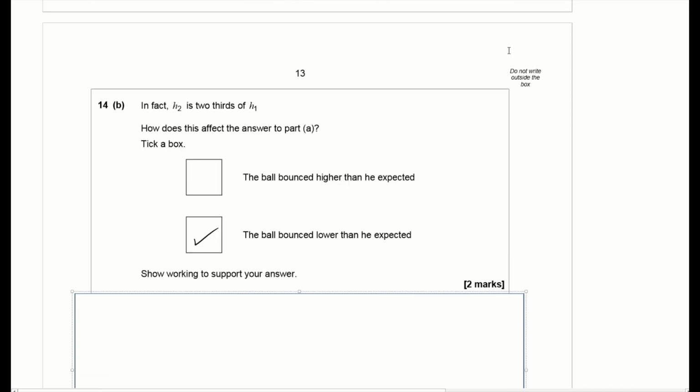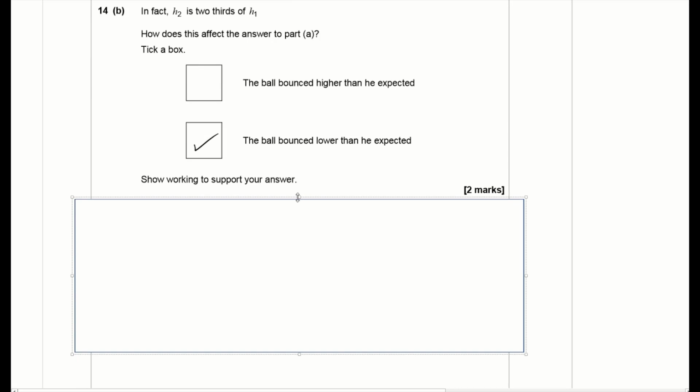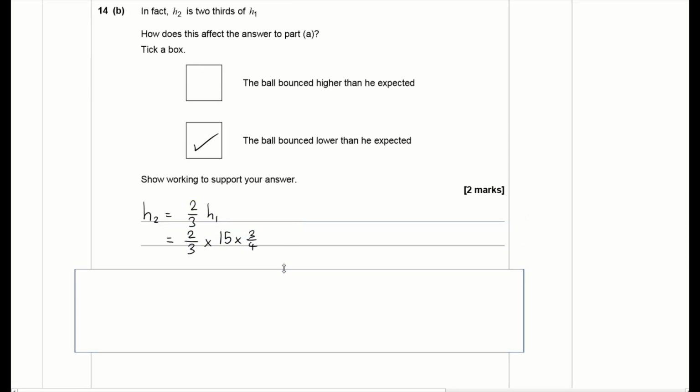Question 14b. In fact, h2 is 2/3 of h1. How does this affect your answer to part A? Tick a box. Okay, so it's either higher than expected or lower than expected. What's really going on here is you're comparing multipliers. Now, h1 would be found by taking 15 and multiplying it by 0.75 or 3/4 as we did previously. But then to get h2, rather than multiplying by another 3/4, you would actually multiply by 2/3 this time.